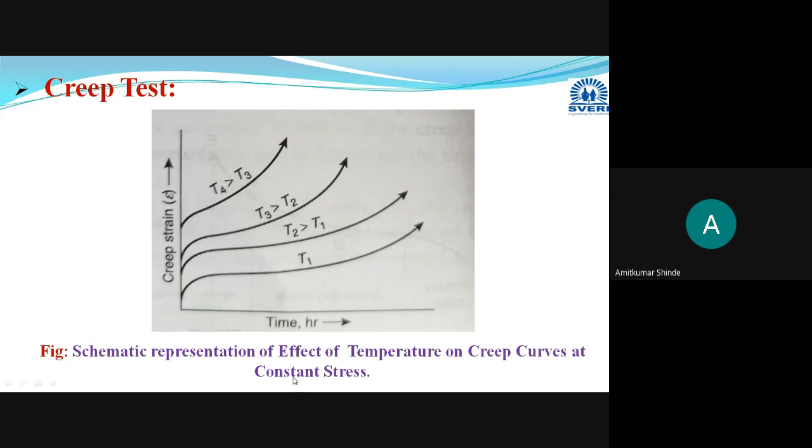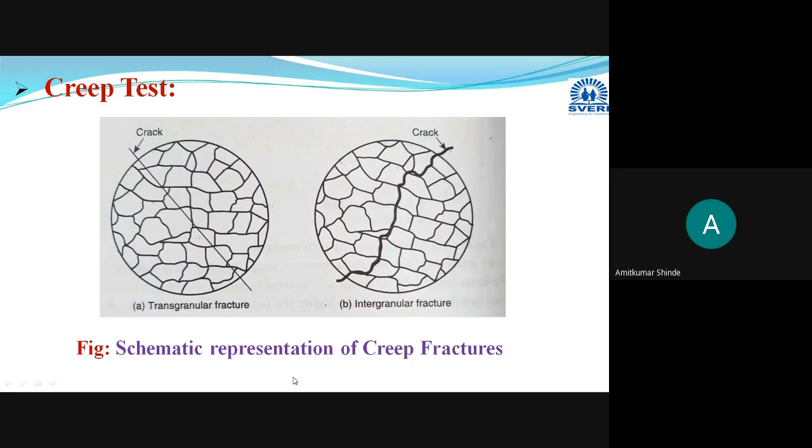Okay, then the last point from this creep test is which type of fracture will occur in that material. Now, which type of fracture will occur in that material?